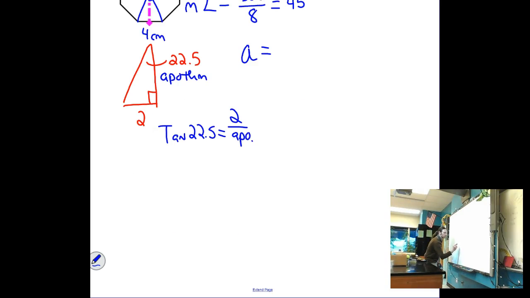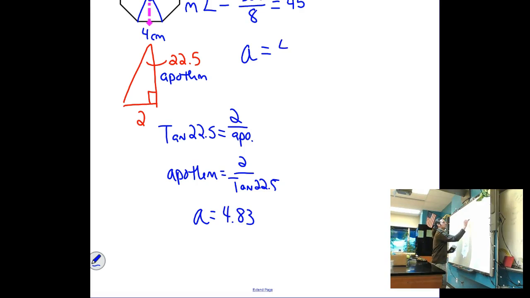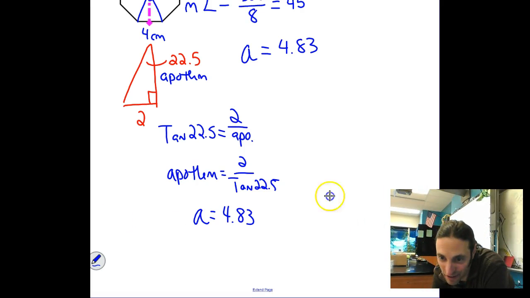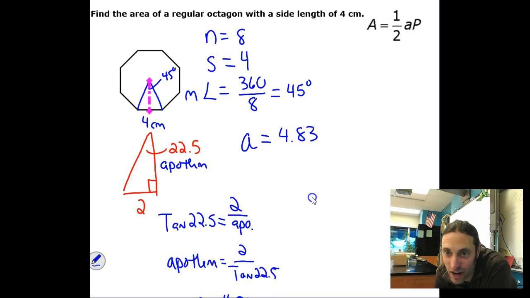Which, to make a long story short, is the apothem equals 2 divided by the tangent of 22.5. 2 divided by the tangent of 22.5. And I say, hey, my apothem is 4.83. See, now I've got the information to go in and find the area of the octagon.